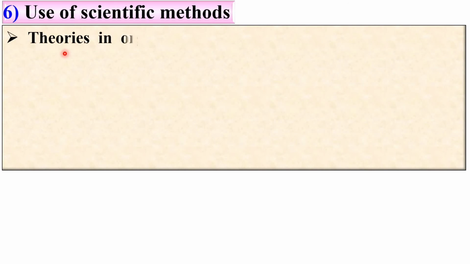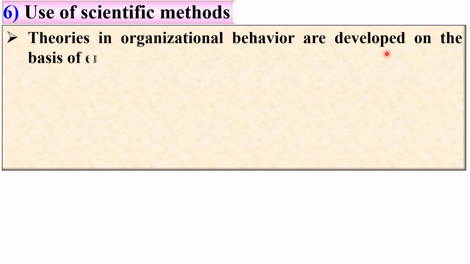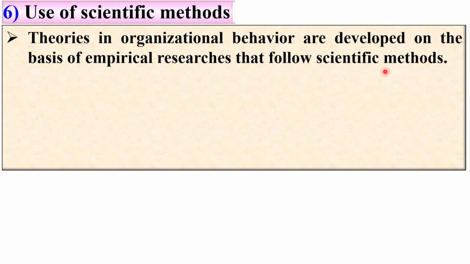Next one, use of scientific methods. Here, theories in organizational behavior are developed on the basis of empirical researches that follow scientific methods. That's why you can say over here OB uses scientific methods. So here keep in mind, theories in organizational behavior are actually developed on empirical researches. Once again, those researches follow scientific methods.